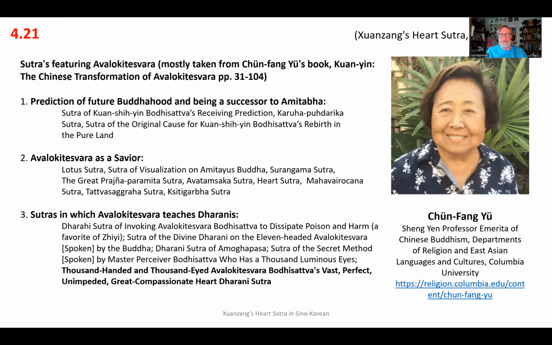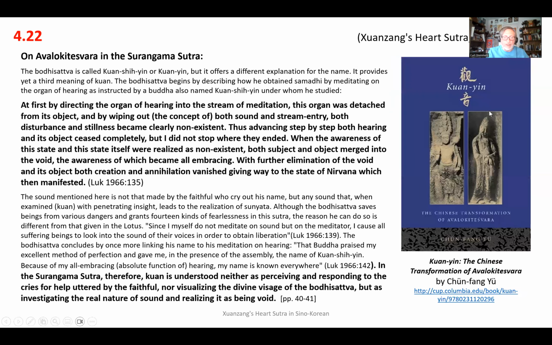Oh yeah, so these next two slides. I just want to wrap up by referring to someone who is an excellent source if you want to know more about Buddhism, if you want to know more about Avalokitesvara. Chun-fang Yu is a great writer, a great scholar. Let me just go to the last slide, and then we're going to have to wrap it up pretty soon. She has literally written the book on Avalokitesvara, Kuan Yin, the Chinese transformation of Avalokitesvara. This is just a little quote from that book, which doesn't do it justice.